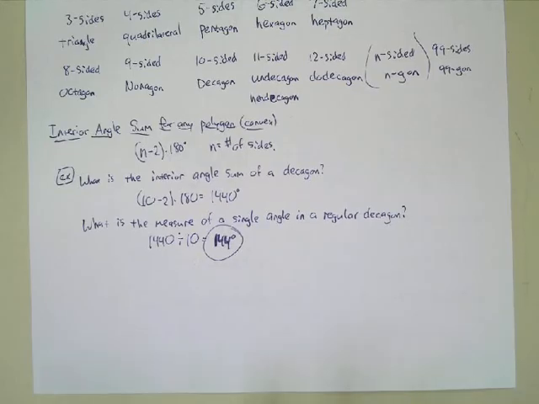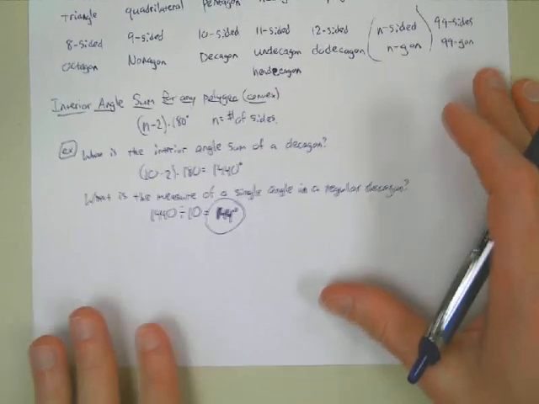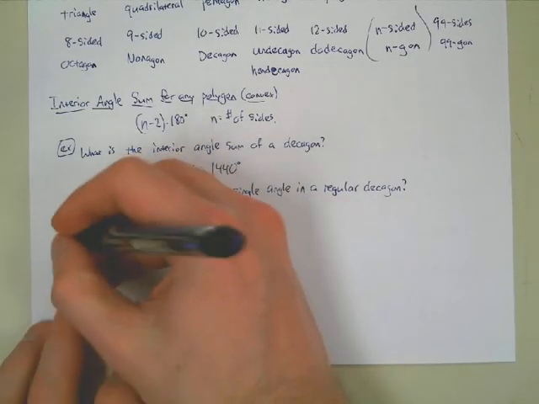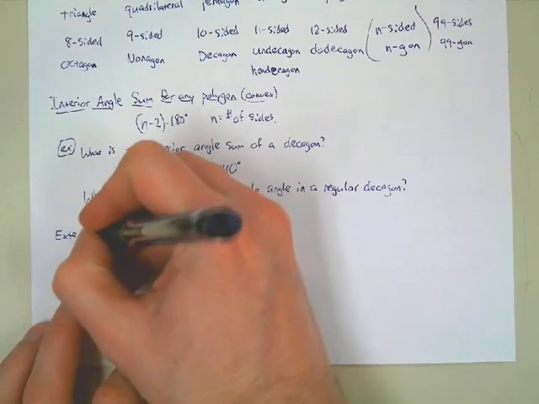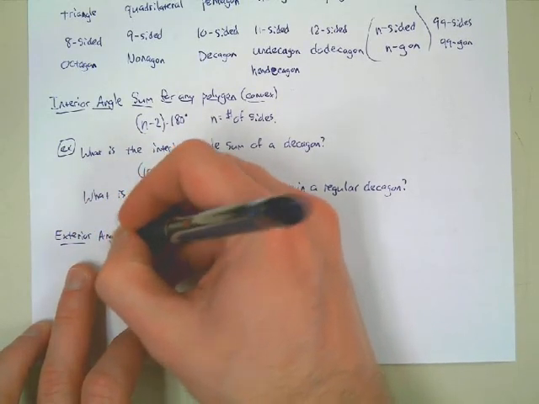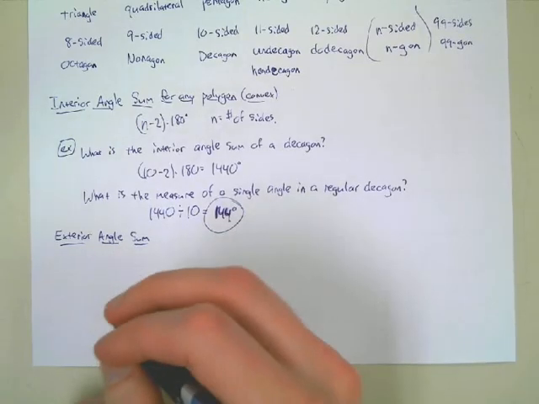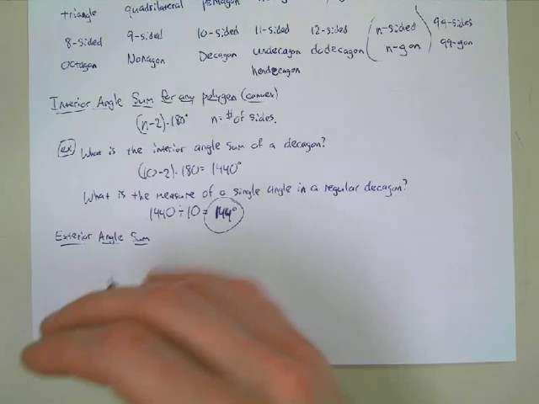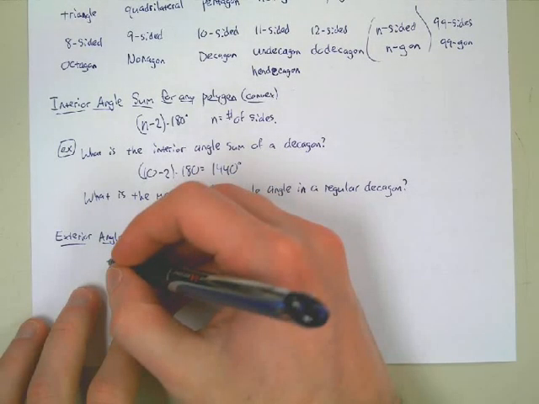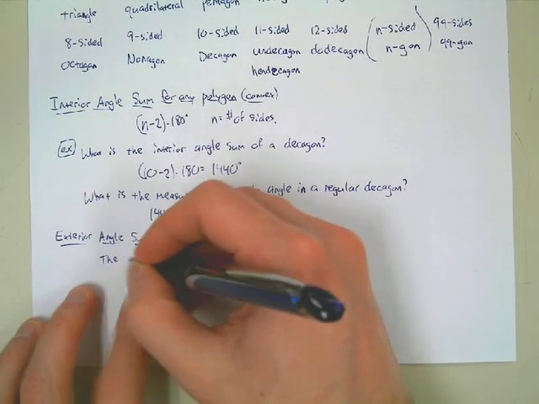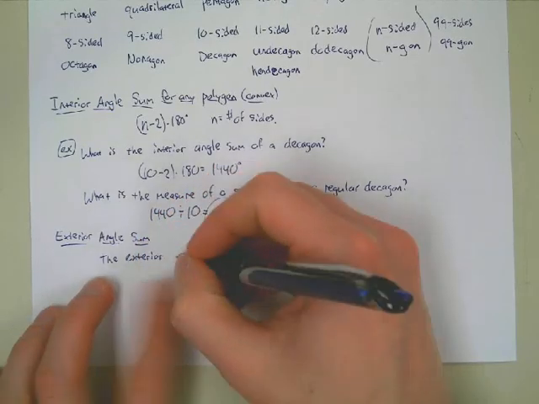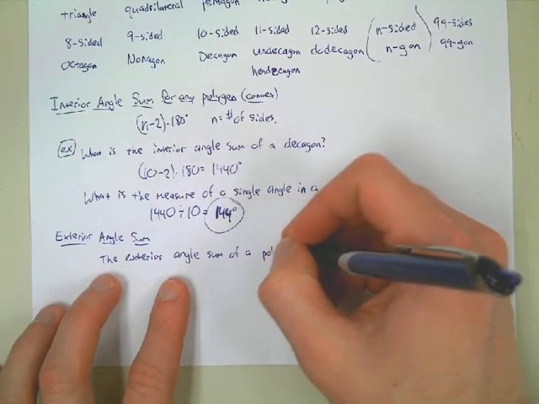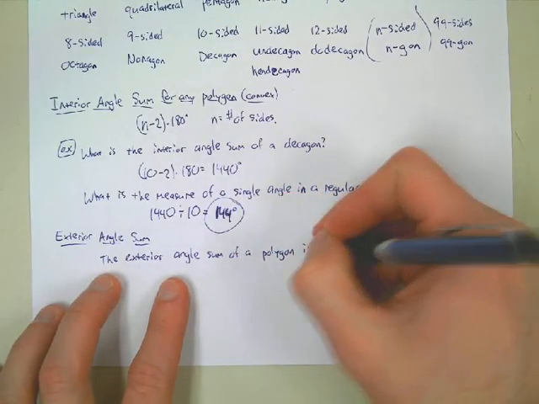I have one more little thing. All right, so we have interior angle sums. We also have an exterior angle sum as well. Okay, so basically, the exterior angle sum of a polygon is, and this is kind of interesting, 360 degrees.